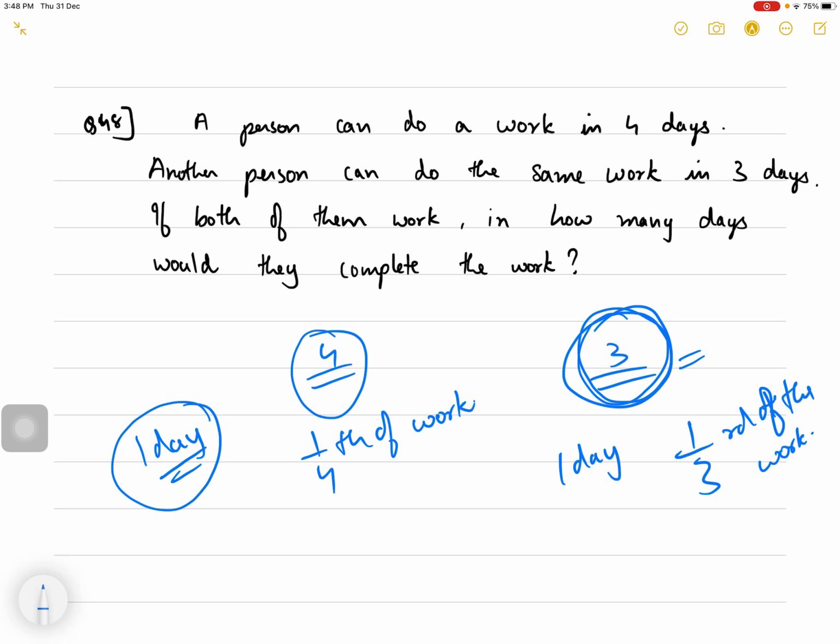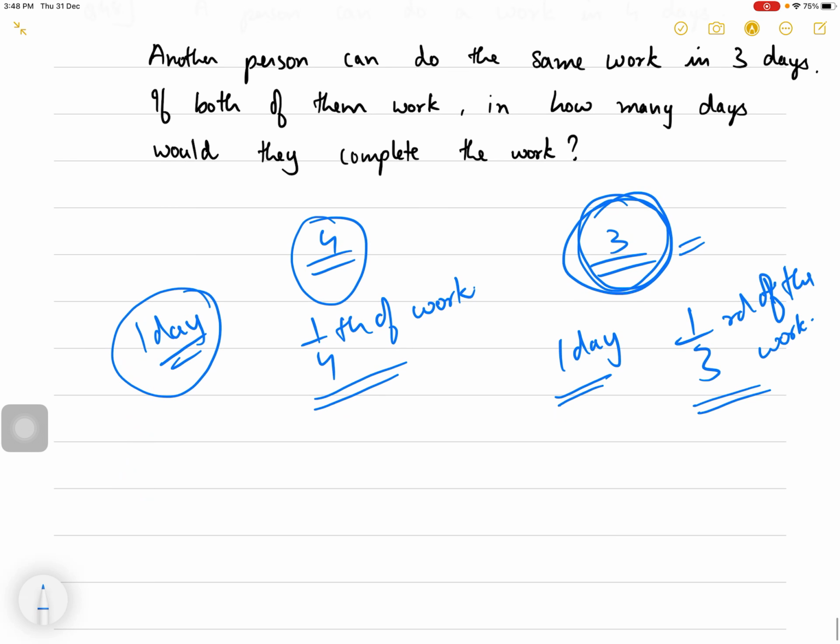Right? So in 1 day, first person does 1/4 of the work. In 1 day, second person does 1/3 of the work. If both of them work together, they will finish in 1 day 1/4 of the work plus 1/3 of the work. Correct? So 1/4 plus 1/3. How much is 1/4 plus 1/3?